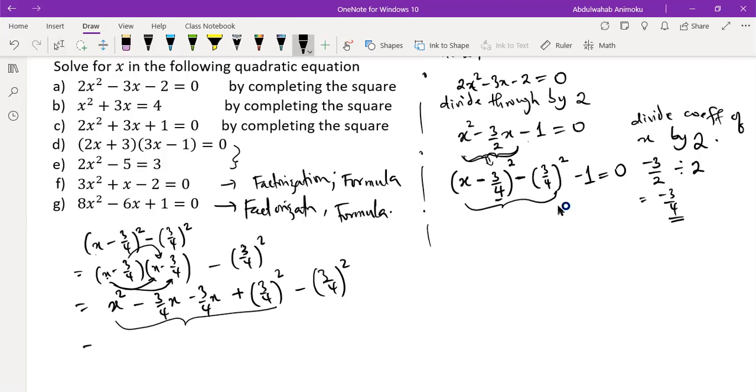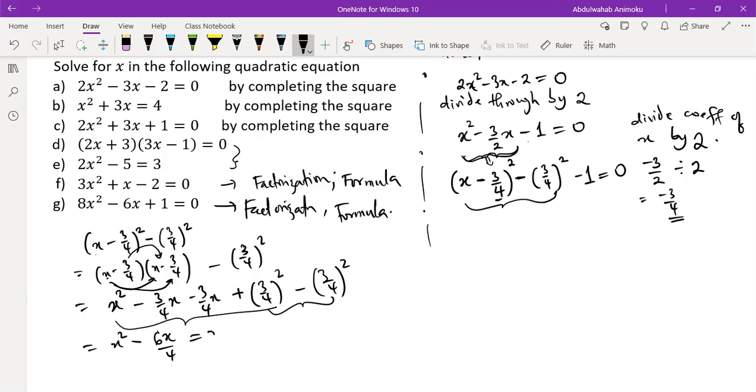Now, when you add this together, this gives us x squared minus 3 over 4x minus 3 over 4x, that's minus 6x over 4. So you can basically do the maths. Then you notice that plus 3 over 4 squared and minus 3 over 4 squared will cancel out. That will be 0.